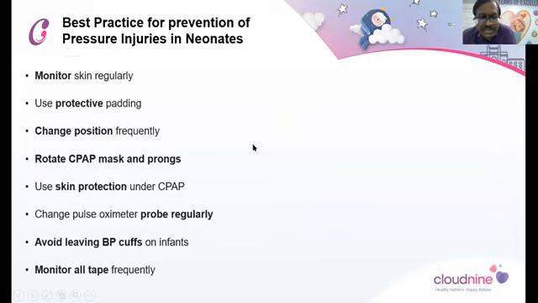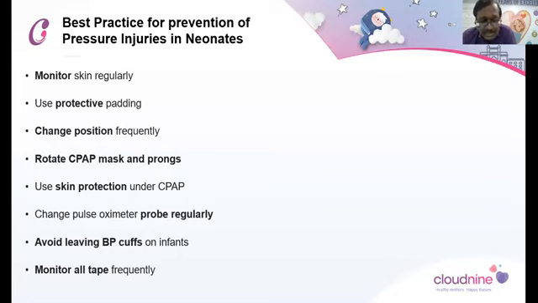Let's see what the best practice guidelines are for prevention of pressure injuries. First of all, we have to monitor very regularly, and we have to use protective padding. We have to keep changing the position, and we have to rotate the CPAP mask and prongs. Or if you are comfortable with the mask, that is also fine. The main thing is we have to monitor.